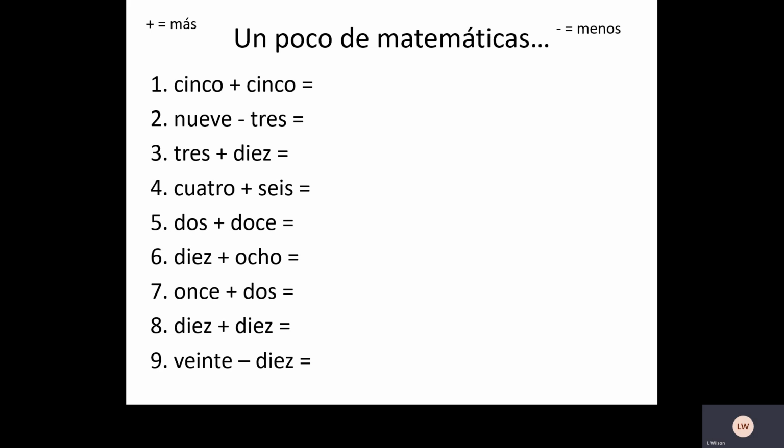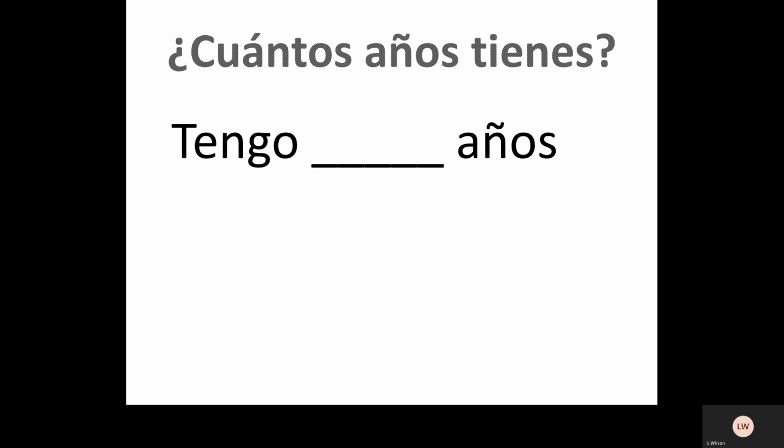Well done if you got all of those correct. Okay, we're going to move on now. So now we've got our numbers 1 to 20. We're going to learn this phrase. Do you think you can work out what it means? So we've learned those numbers. We need to learn 1 to 20 to be able to answer this question. ¿Cuántos años tienes?